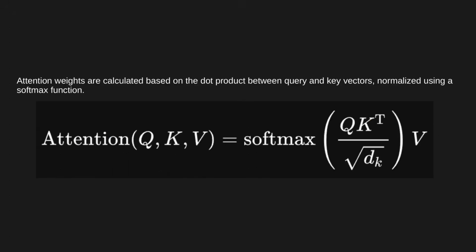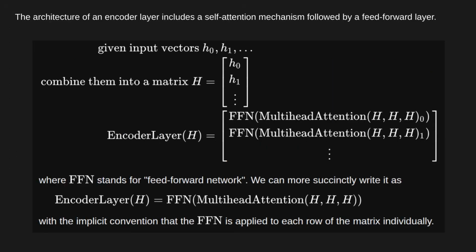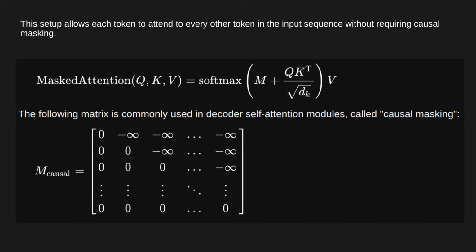Attention weights are calculated based on the dot product between query and key vectors, normalized using a softmax function. The output of the attention unit for a token is the weighted sum of all value vectors, based on the corresponding attention weights. Multi-head attention is achieved by combining outputs from multiple attention heads, allowing the model to capture varied definitions of relevance. The architecture of an encoder layer includes a self-attention mechanism followed by a feed-forward layer. This setup allows each token to attend to every other token in the input sequence without requiring causal masking.